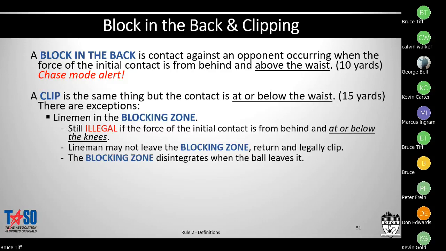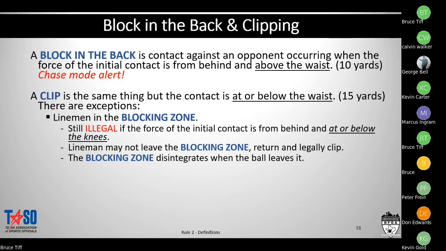Now, a clip is the same thing in that it is from behind as well, but the contact is at or below the waist. And that is a more egregious foul. That's a personal foul. That's why it carries a 15-yard foul. You can all imagine getting hit pretty forcibly from behind, below the waist, you know, runs the risk of injuring somebody.